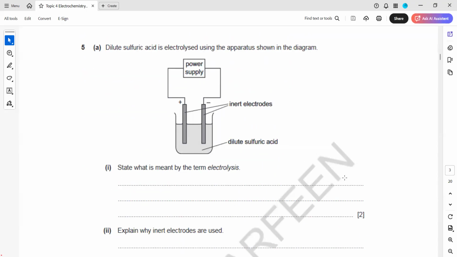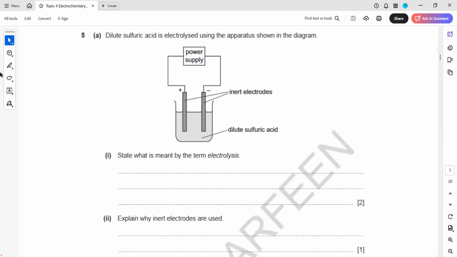That refers to chemical property. Another question related to electrolysis. We have a dilute sulfuric acid. Can you identify the ions in sulfuric acid? What are the ions present in sulfuric acid? Sulfuric acid is H2SO4. What are the ions present?